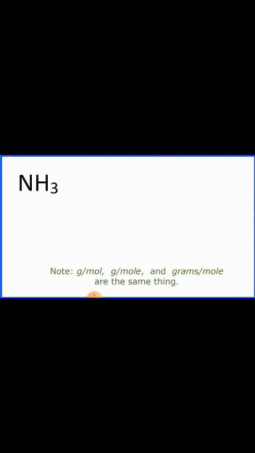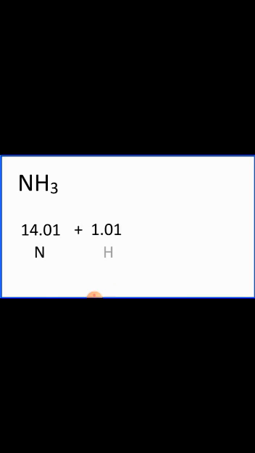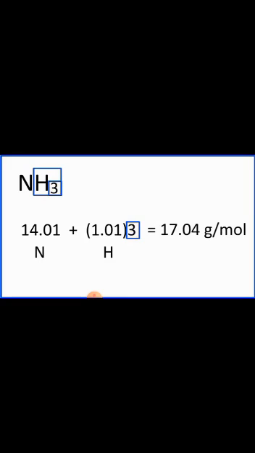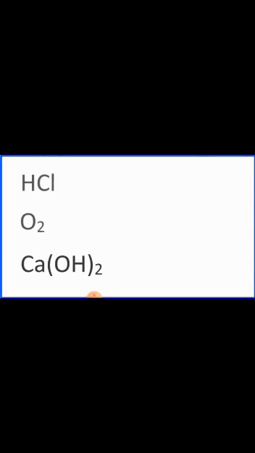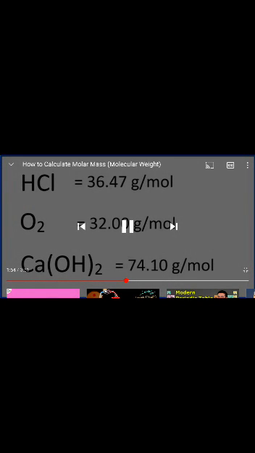Let's try another, NH3. So first, we look up the atomic masses on the periodic table. We have 14.01 for nitrogen and 1.01 for hydrogen. And then we're going to multiply that hydrogen by 3 because there's a subscript of 3 after the H. Once we do that, we add everything up and we have the molar mass for NH3. Pause and try these on your own. So check your work and make sure you included the units grams per mole.